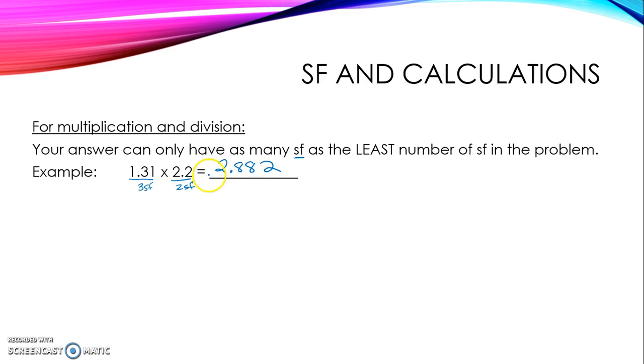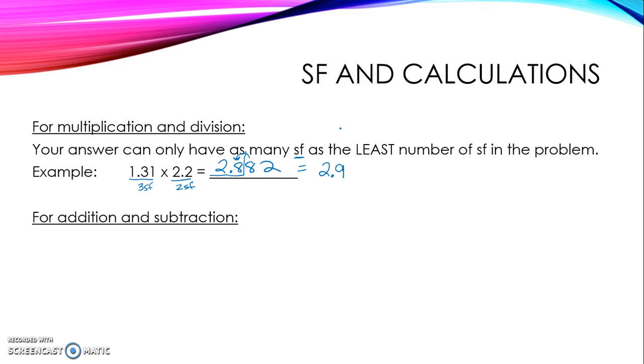We're always going to start on the left-hand side. The 2 counts, the 8 counts, that's 2. Everything else is going to go away, but before it goes away, we have to see: does the 8 change? Yes, it does. It becomes 2.9. We're going to practice lots, don't worry.